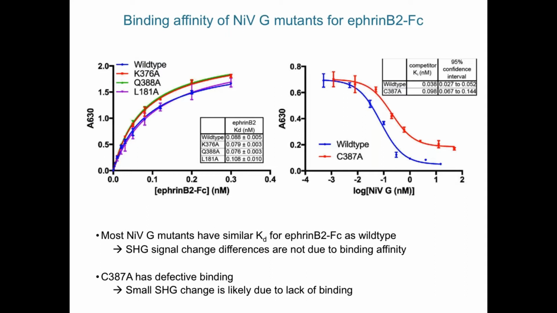by direct binding assay. Therefore, a binding inhibition assay was designed instead, where FNB2FC was mixed with either wild-type Nipah-G or C387A prior to addition to wells containing bound wild-type Nipah-G. The C387A mutant was defective in competition for FNB2FC binding to the immobilized wild-type Nipah-G, meaning that the small signal changes in SHG in the C387A mutant were most likely due to lack of binding.